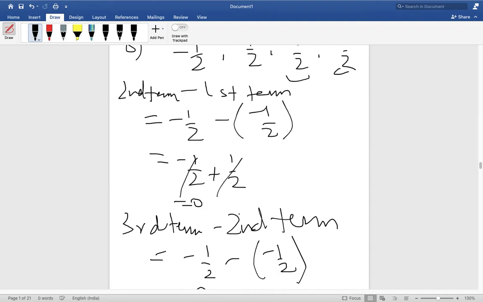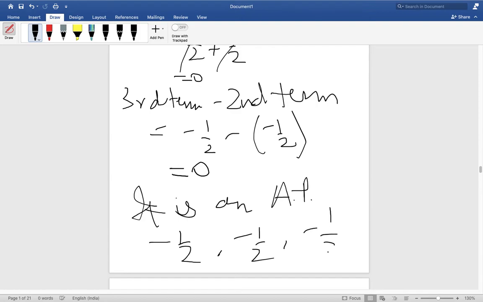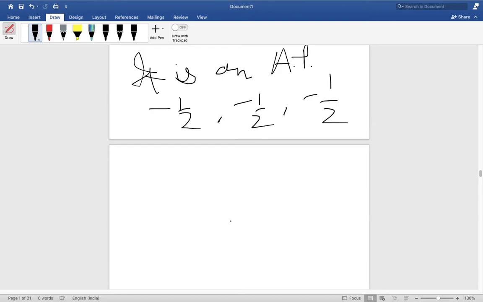Common difference is the same, hence it is an AP. It is an AP with a common difference of 0. So the terms are not changing. So the next 3 terms will also be the same, because the common difference is 0. So the AP is just the same first term repeating over and over again.